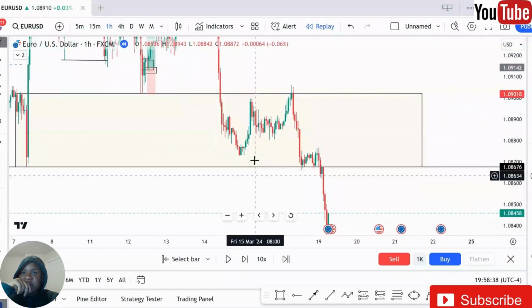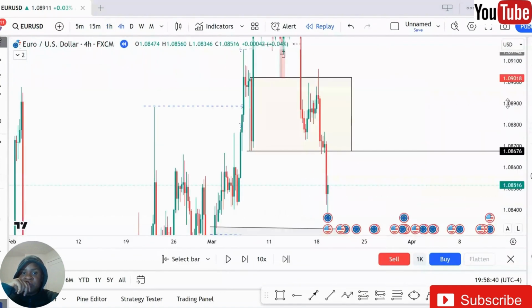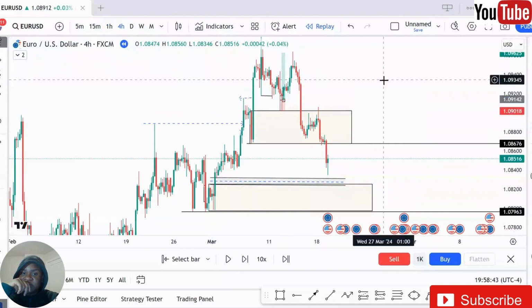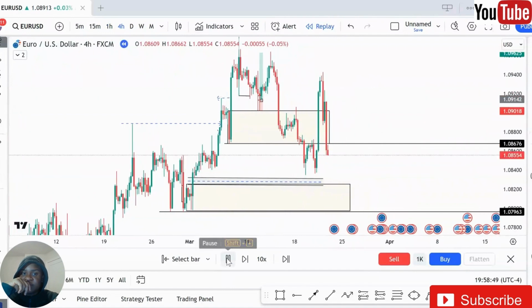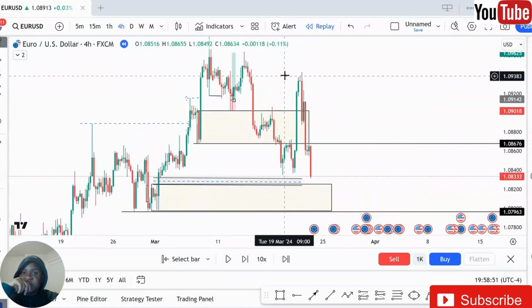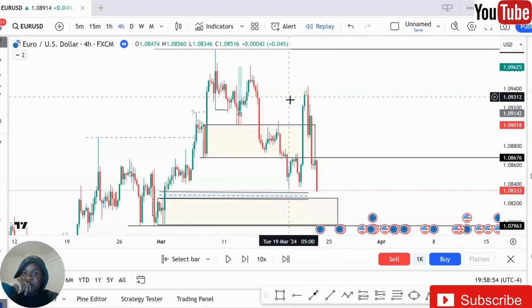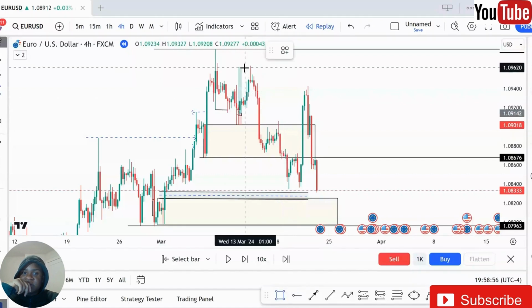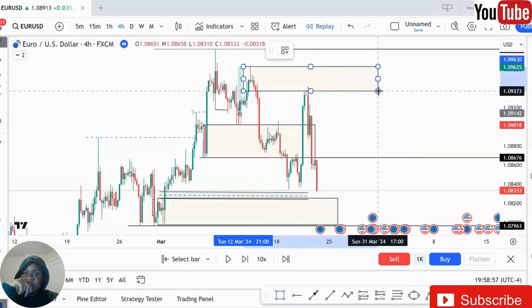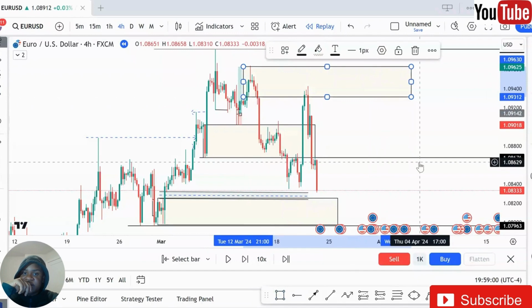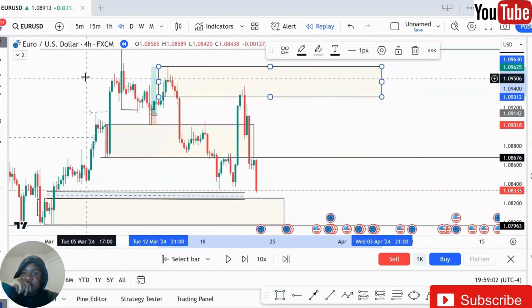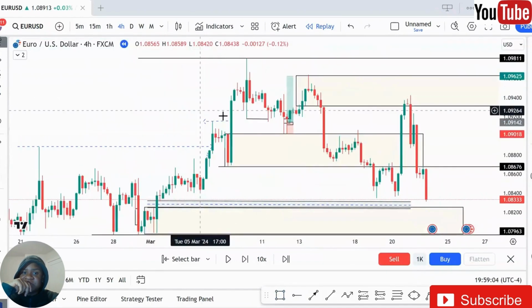Do you see a shift in market structure has happened on 4 hours? Can you see it? A shift in market structure has happened on 4 hours. You see that, right? A shift happened. It came back for a fair value gap here, and also the other block here. Do you see that, right? A shift in market structure happened here. Also, there also a shift in market structure here.